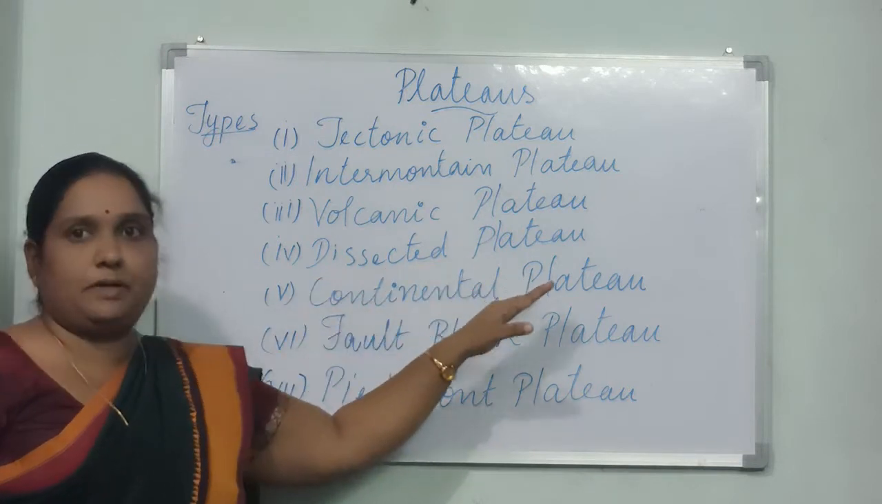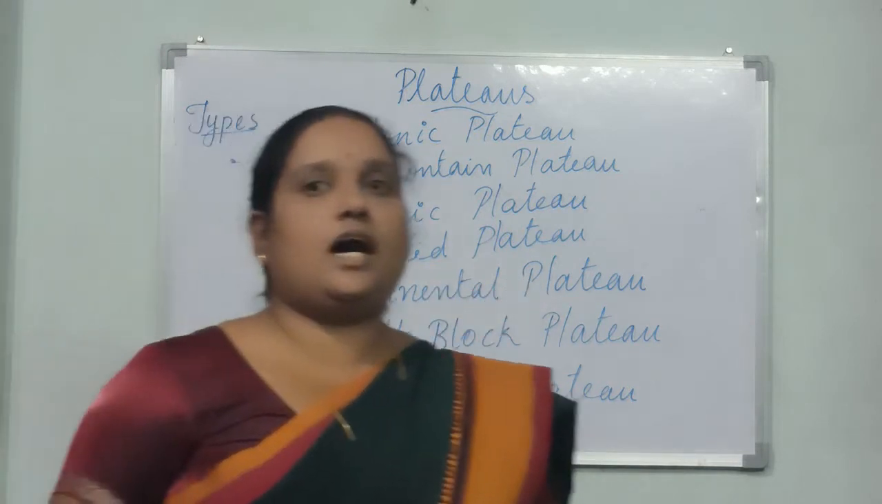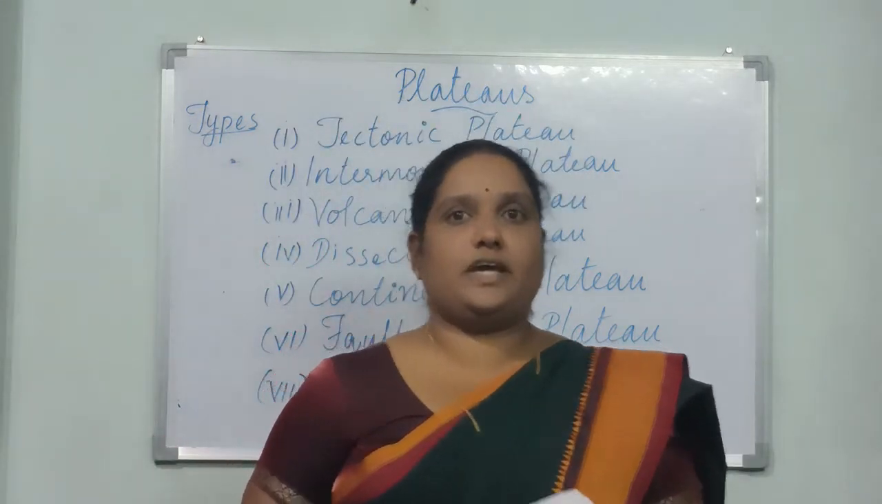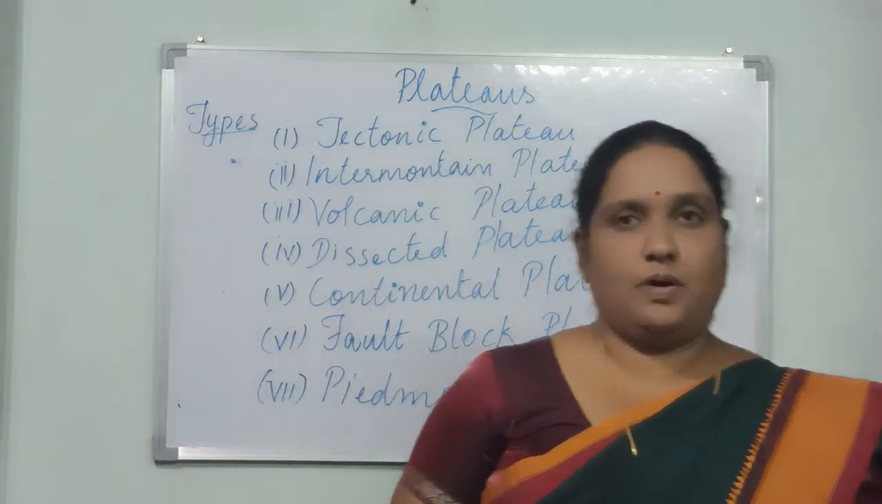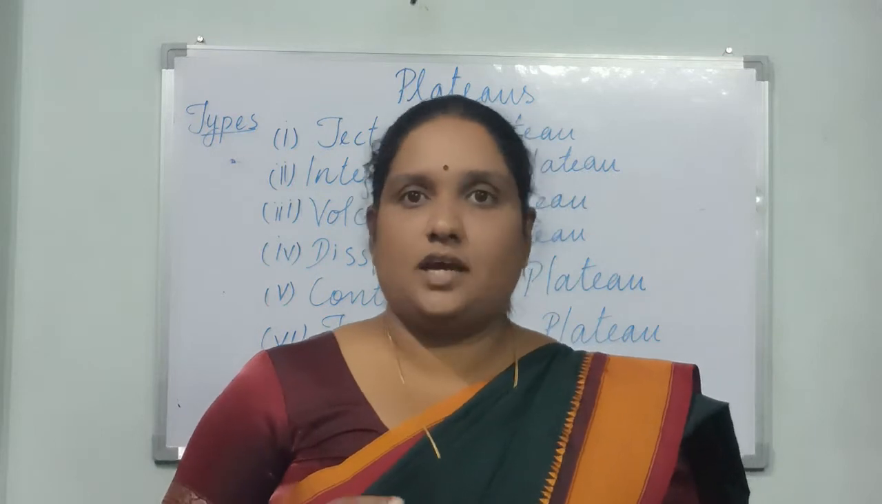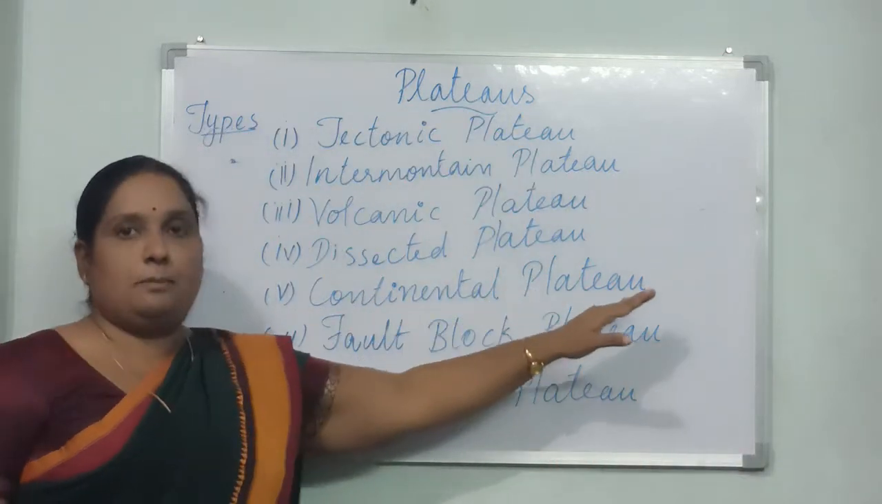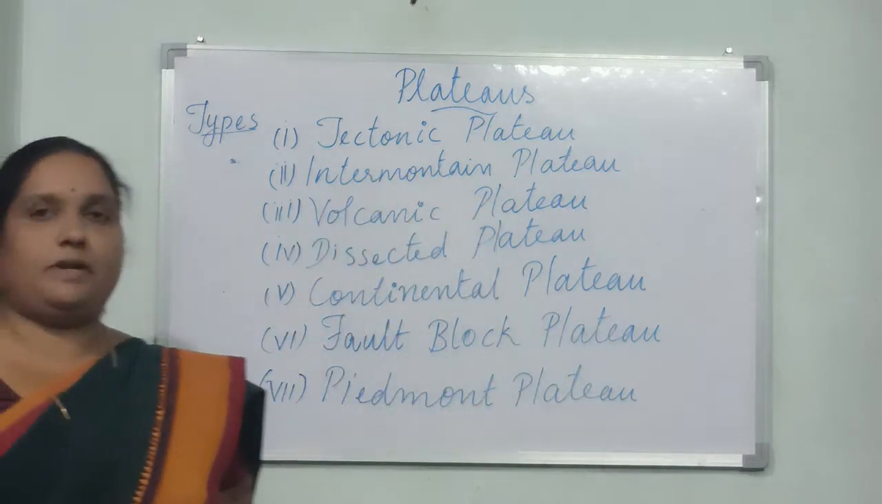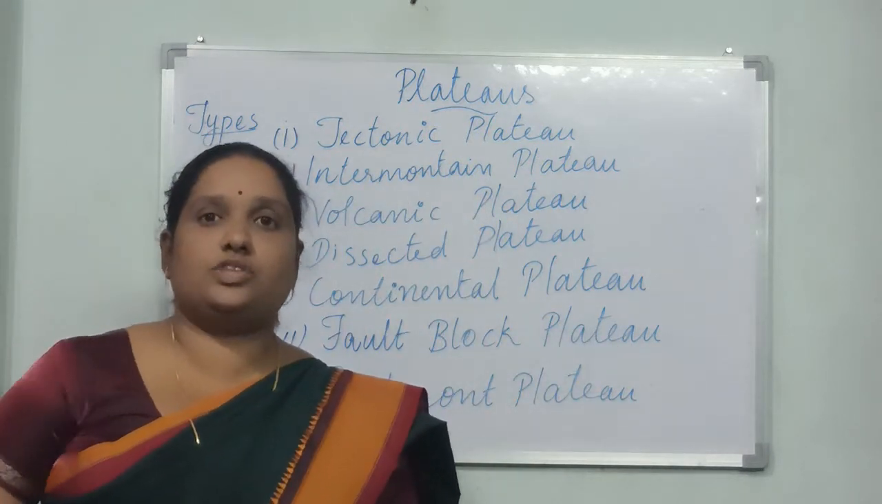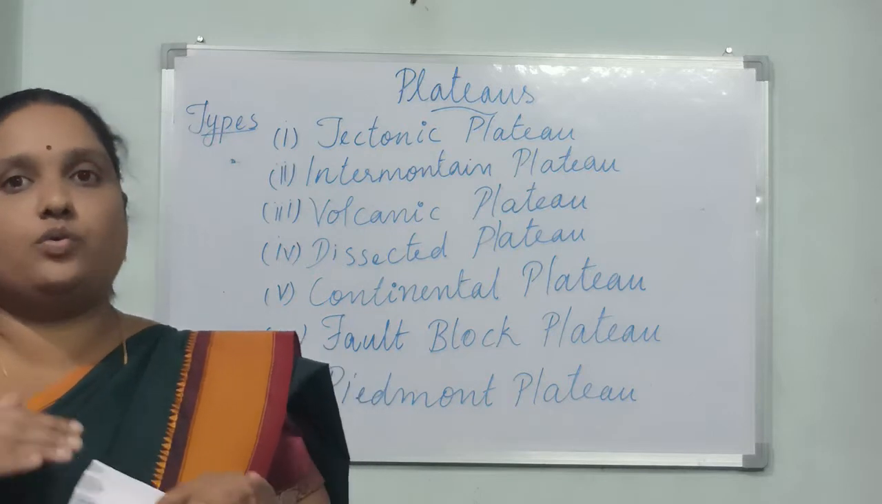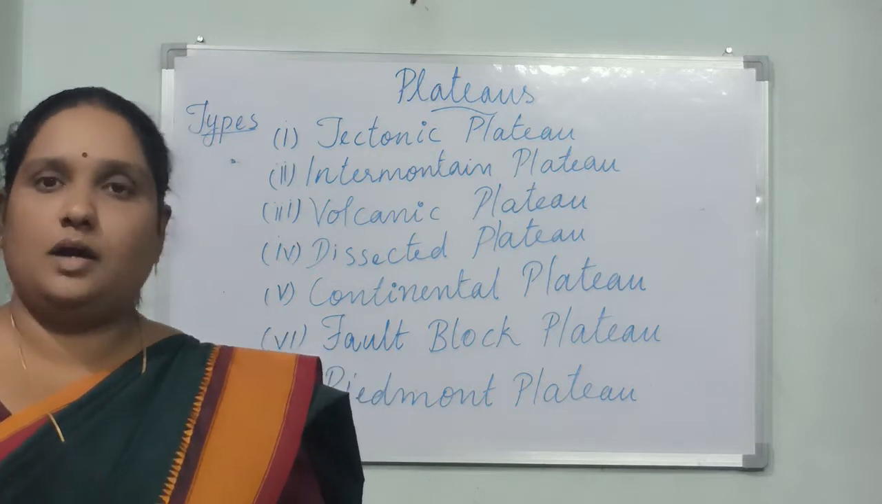Then the dissected plateaus. Dissected plateaus are formed in those areas where there is uneven land mass, or the terrain is rough. The next type of plateau is the continental plateau, and this continental plateau means a huge area or a huge landmass coming under a plateau.